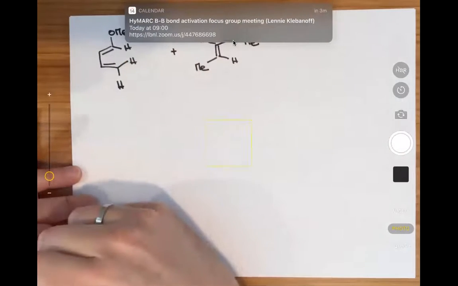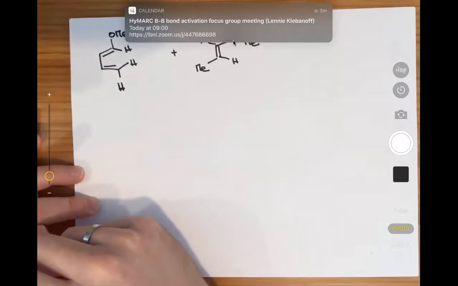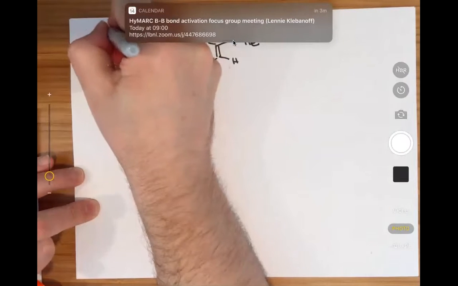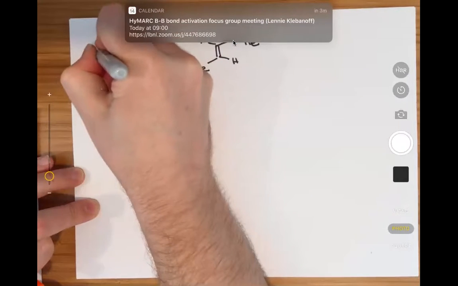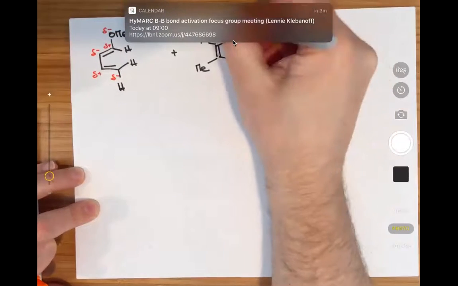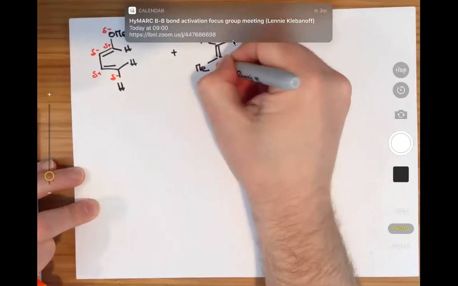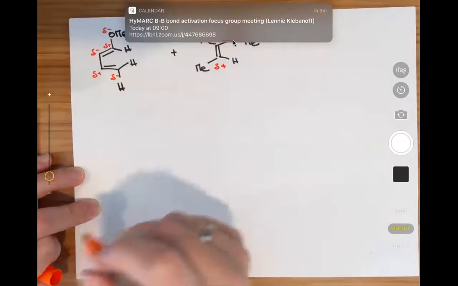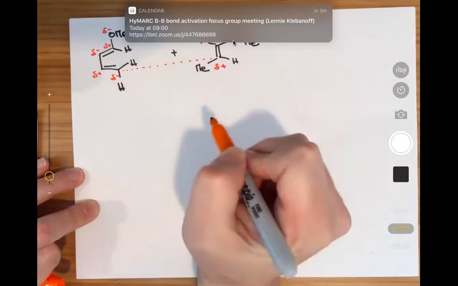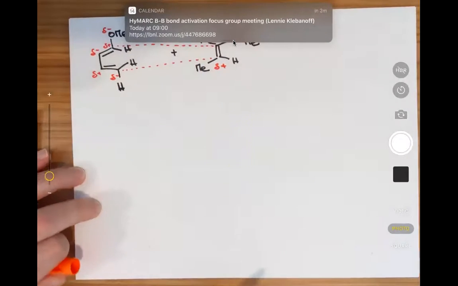Now, if we try to figure out which of these ends of the pi system are going to react with each other, we can again use this trick of looking at the polarization. So in this case, we know that this is negative, positive, negative, positive, and negative. And then on the other side, we can do the same thing. So this is negative, positive, negative, and positive. So we know already that this end will form a bond with this side, and this end will form a bond with this side.